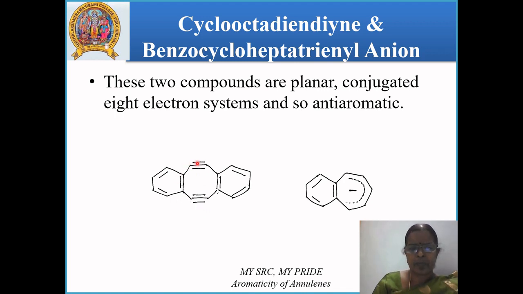Here, on the whole, if you look at the center ring, it has 6 pi bonds, but only 4 pi bonds are present in one plane and delocalized. So it behaves as an anti-aromatic compound. The remaining 2 pi bonds are in a plane perpendicular to the other 4 pi bonds. Here is an 8 pi electron system, and this ring behaves as an anti-aromatic compound.